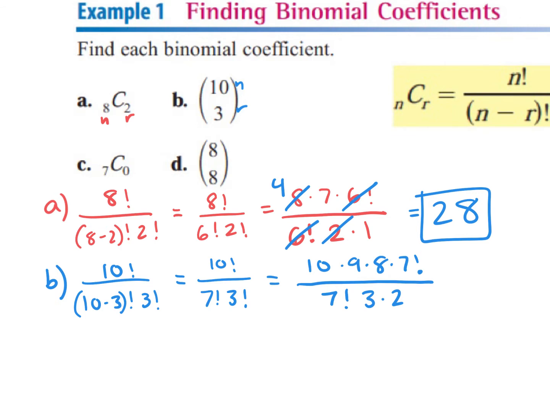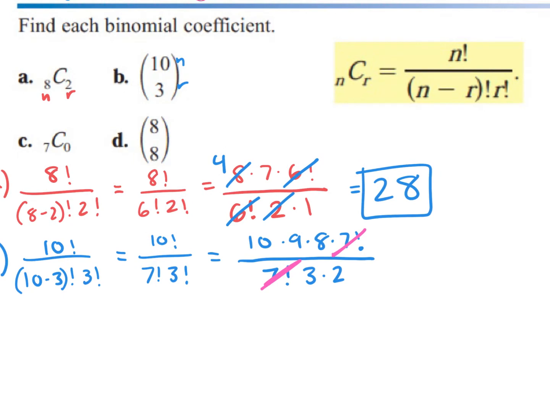So I can cancel out the 7 factorials. Anything else I could cancel? 9 and 3. So 3 goes into 9 3 times. And 2 goes into 10 5 times. So on top, I have 5 times 3 times 8. So what would that be? 120.